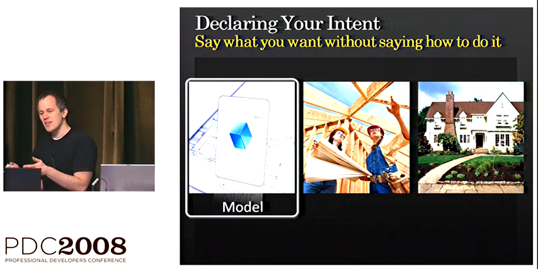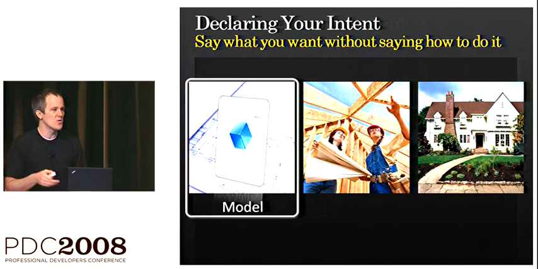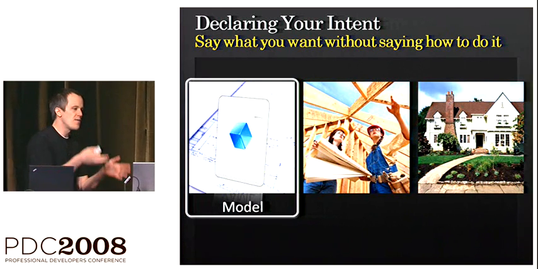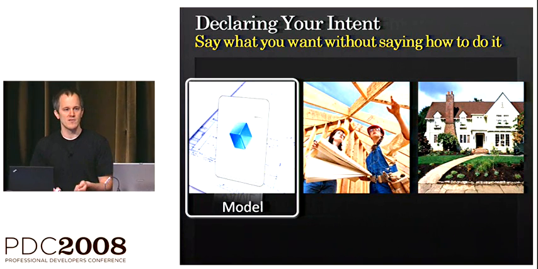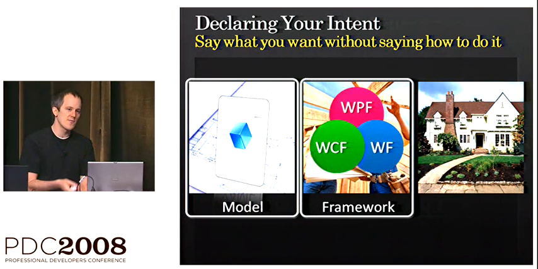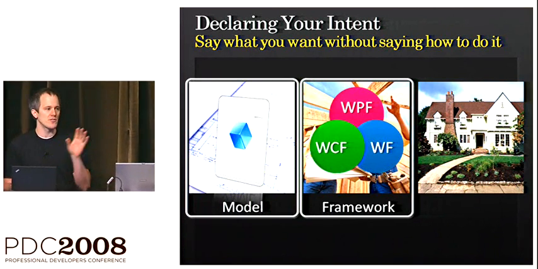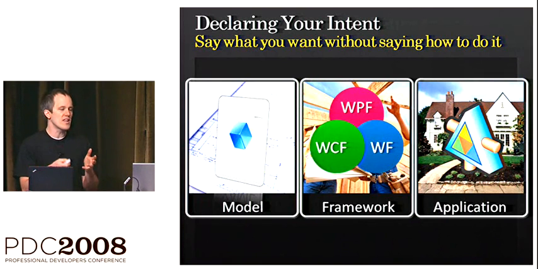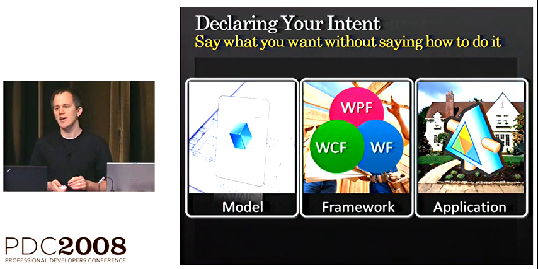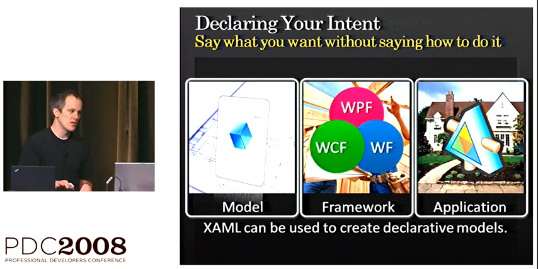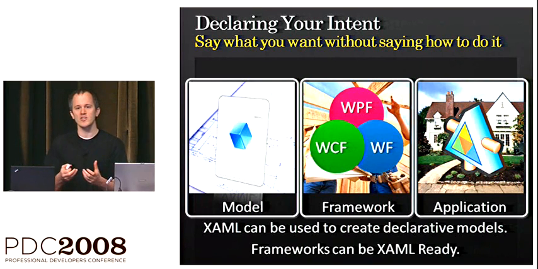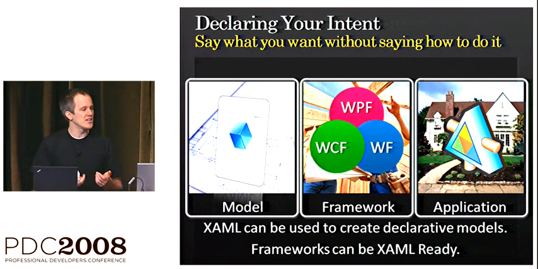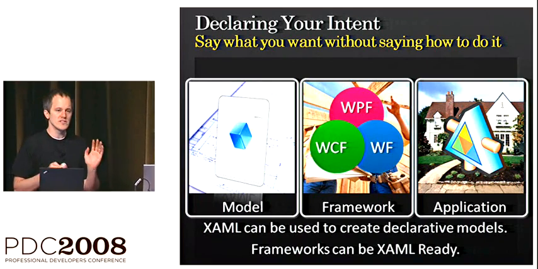You can build applications declaratively in a similar way. You can start with a model of the application component that you want, a blueprint of that component. You can hand it to a framework like WPF, WCF, WF, and your own, which can then turn that model into a running application. And we think that XAML is a great format for defining declarative models, and that frameworks should be designed to be XAML ready, to support XAML.